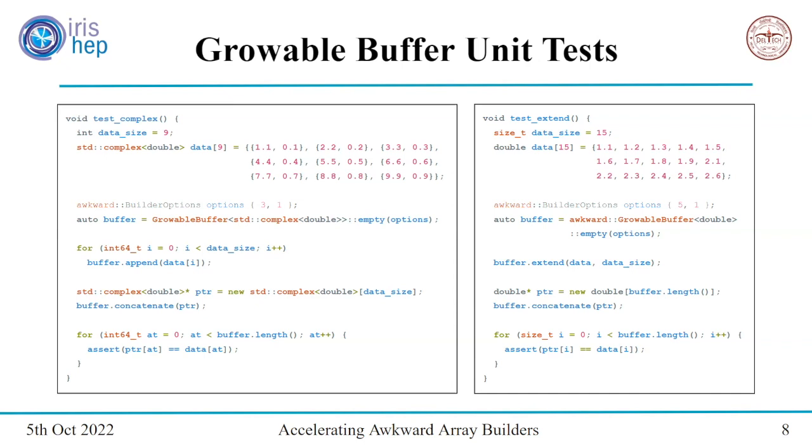The other test demonstrates a method called extend, which is a new feature in the new global buffer. It gives an option to the user to add an entire array directly by taking the pointer and the size of the array instead of adding the data one by one iteratively.